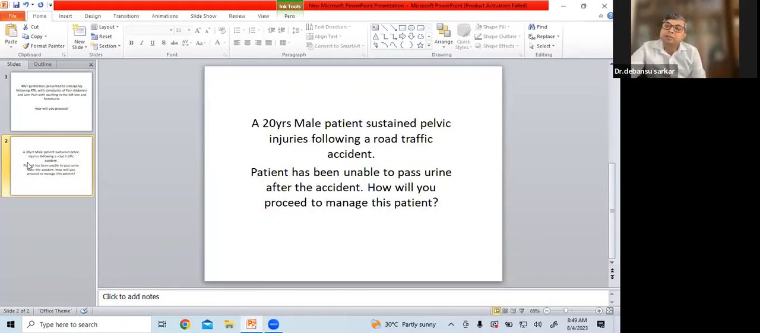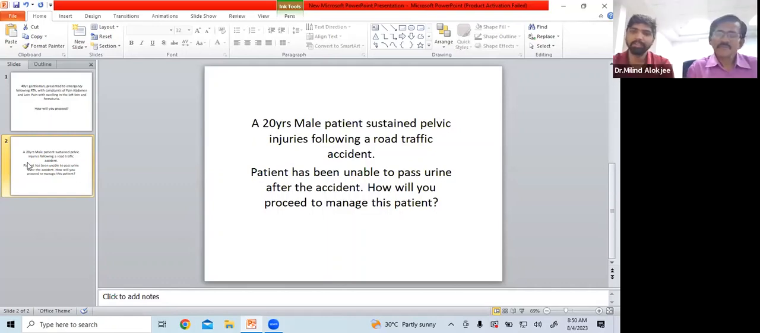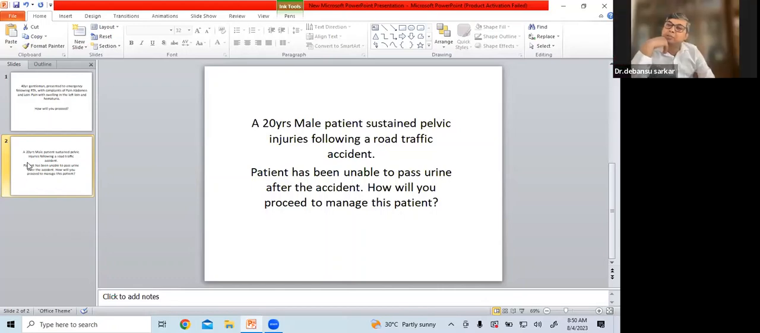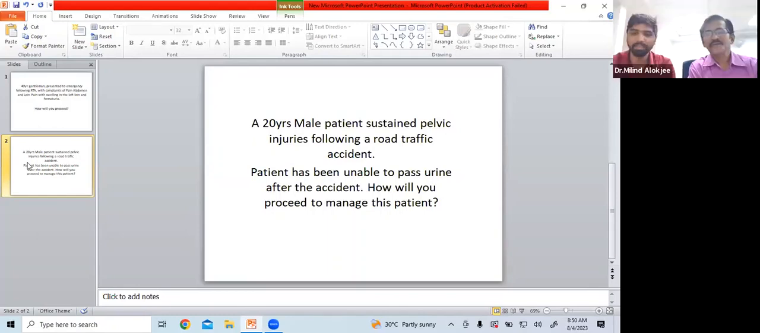Can you tell me the classification of urethral injury? What are the classifications you know, and how does this classification help? There is grade 1, 2, 3, 4 and 4A. What's the exact, I cannot remember. Okay, which classification are you telling? At least tell one or two classifications. The name, I don't know, sir.